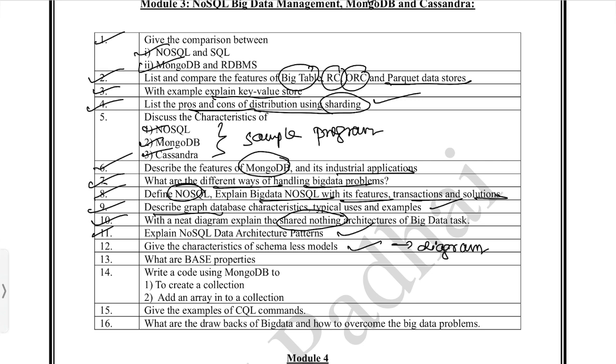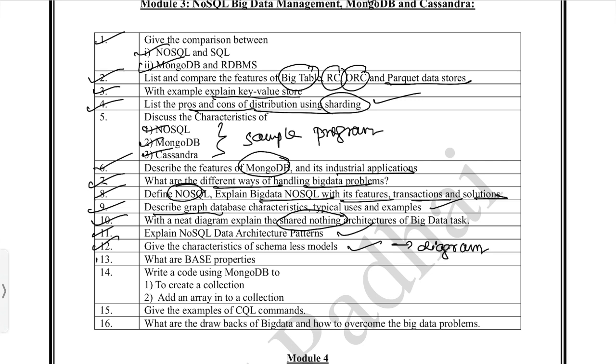So guys, always try to attempt those questions which have a diagram, because if you are attempting those questions, the diagram will carry half of the marks, and the remaining marks will go to the explanation. So make sure you are attempting the diagram based questions only to get the maximum marks in your BDA paper.